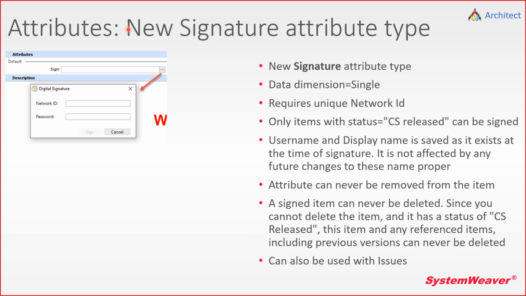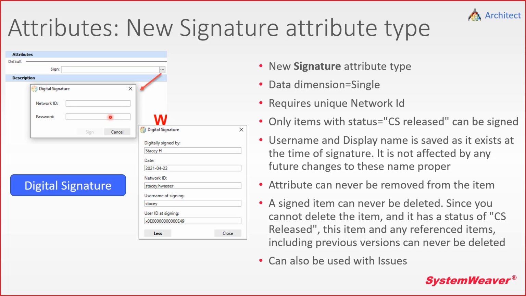And this is what it looks like. The user clicks on the editor buttons here, it gets a pop-up, they enter their username, network password, click sign, and they get this confirmation of signature. So that is available now. And this is what it looks like once it's been signed, just a collapsed editor there, or attribute.